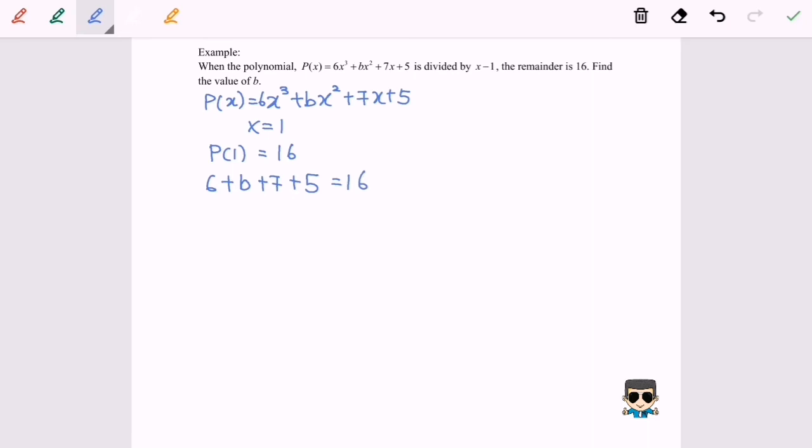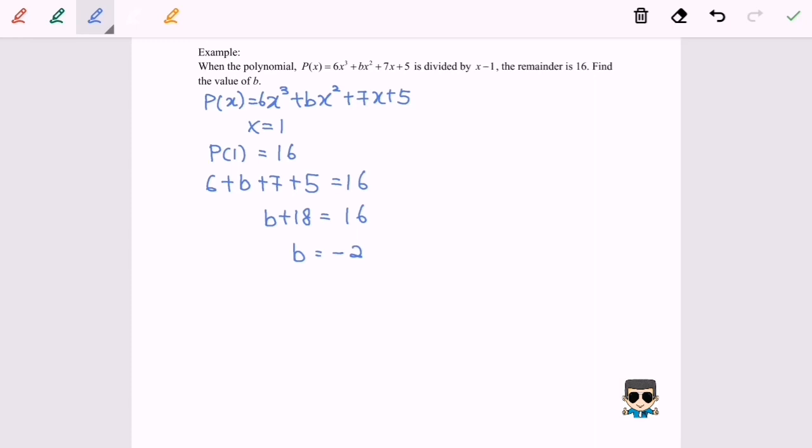So now I'm going to simplify the left-hand side. So I will have b plus 18 equals 16. And from here, again, I'm going to simplify. By rearranging the values, finally I will have b equals negative 2. So from here, we can find the value of b is equal to negative 2.